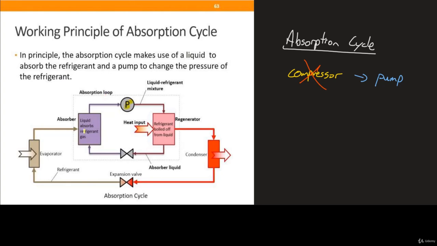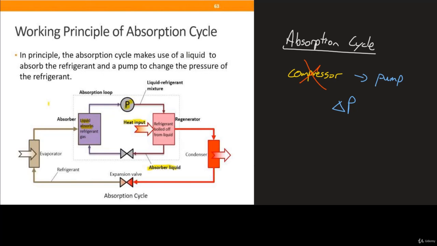But this refrigerant will first be mixed with some liquid. The liquid will absorb the original refrigerant gas, so we call that the absorber liquid. The pump pushes the liquid around, but near the condenser side, you are going to heat up this liquid and refrigerant mixture. Why do they do that? It is to create a difference in pressure again. That's our sole purpose.